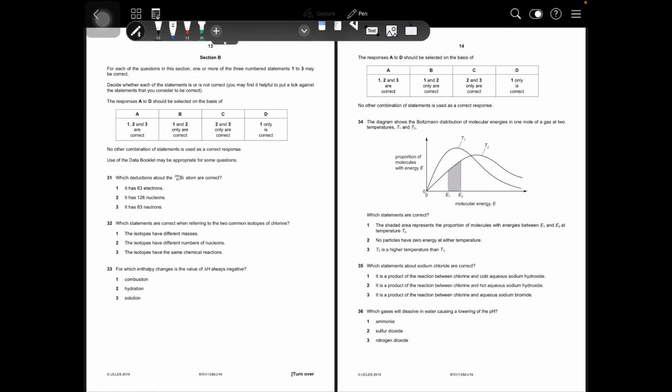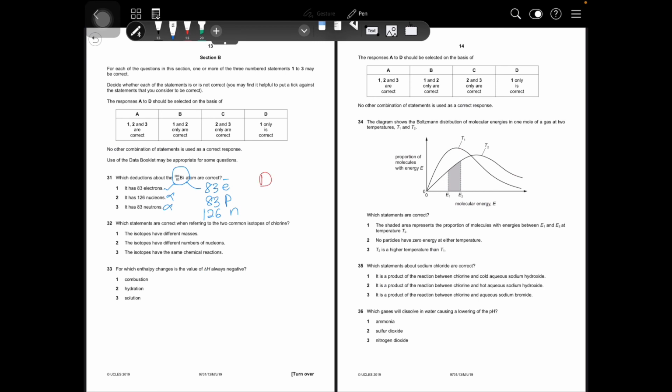Let's get into this section. Which deduction about the 209 83 bismuth atom are correct? From here we know that this atom contains 83 electrons, 83 protons, and 209 minus 83 we will have 126 neutrons. So option 1 is correct. Option 2, this is incorrect. Option 3, incorrect. So only 1 is correct, so the answer will be D.